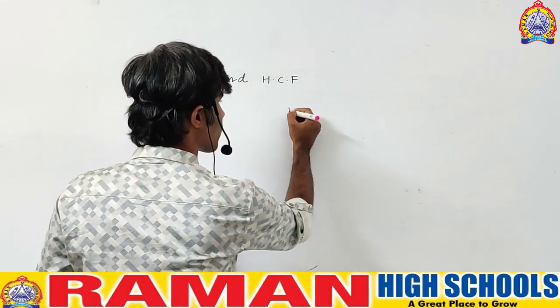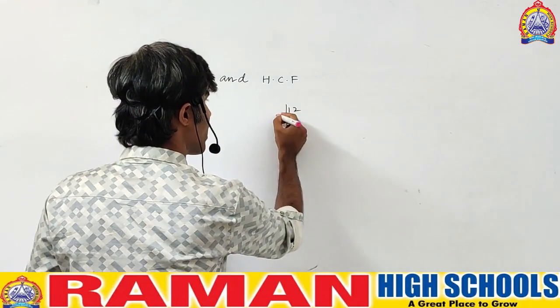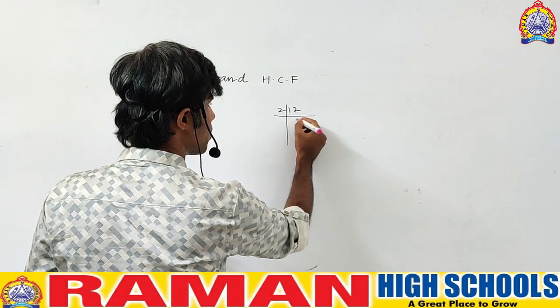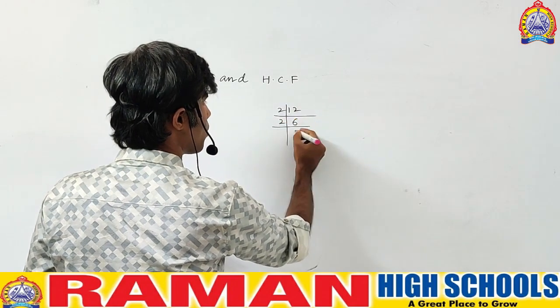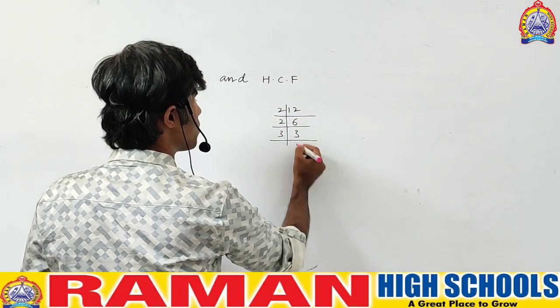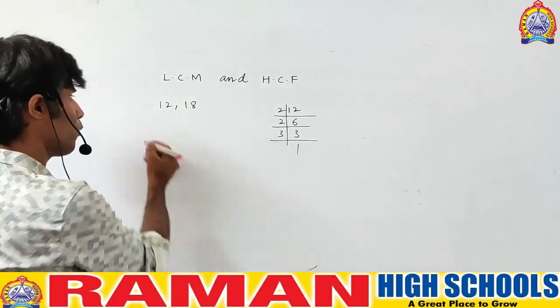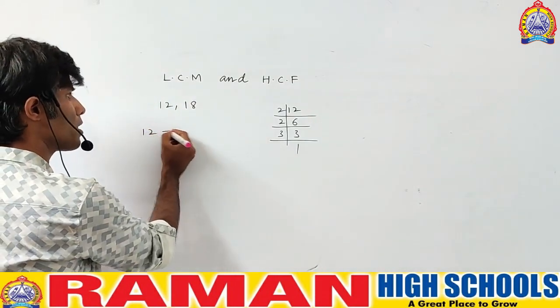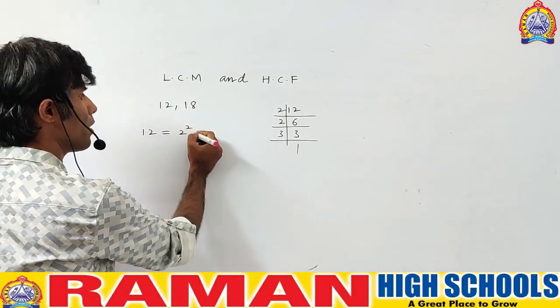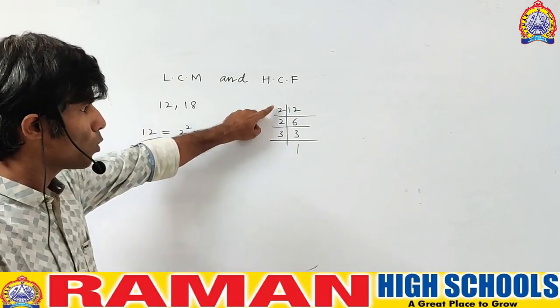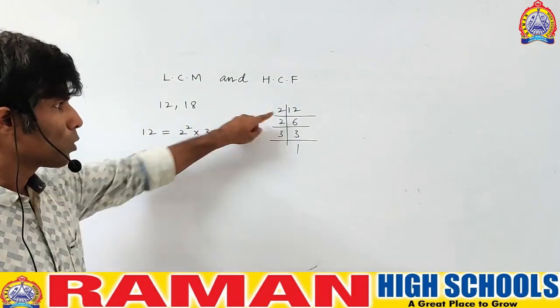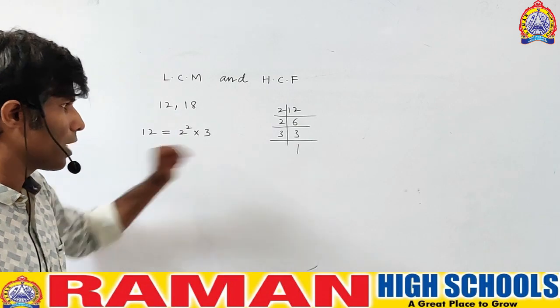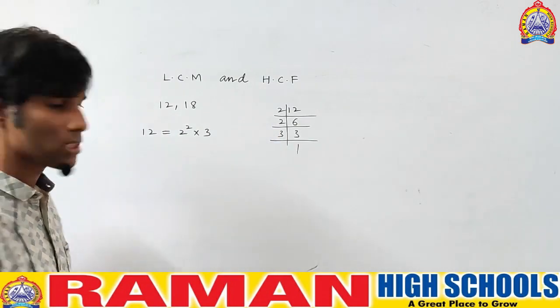Let us take 12 and write its prime factorization. 2 6s are 12, 2 3s are 6, and 3 ones are 3. Therefore, the prime factorization of 12 is 2 square into 3. Here 2 into 2 is 2 square; 2 is occurring 2 times, that's why 2 square. Here 3 is occurring only once.